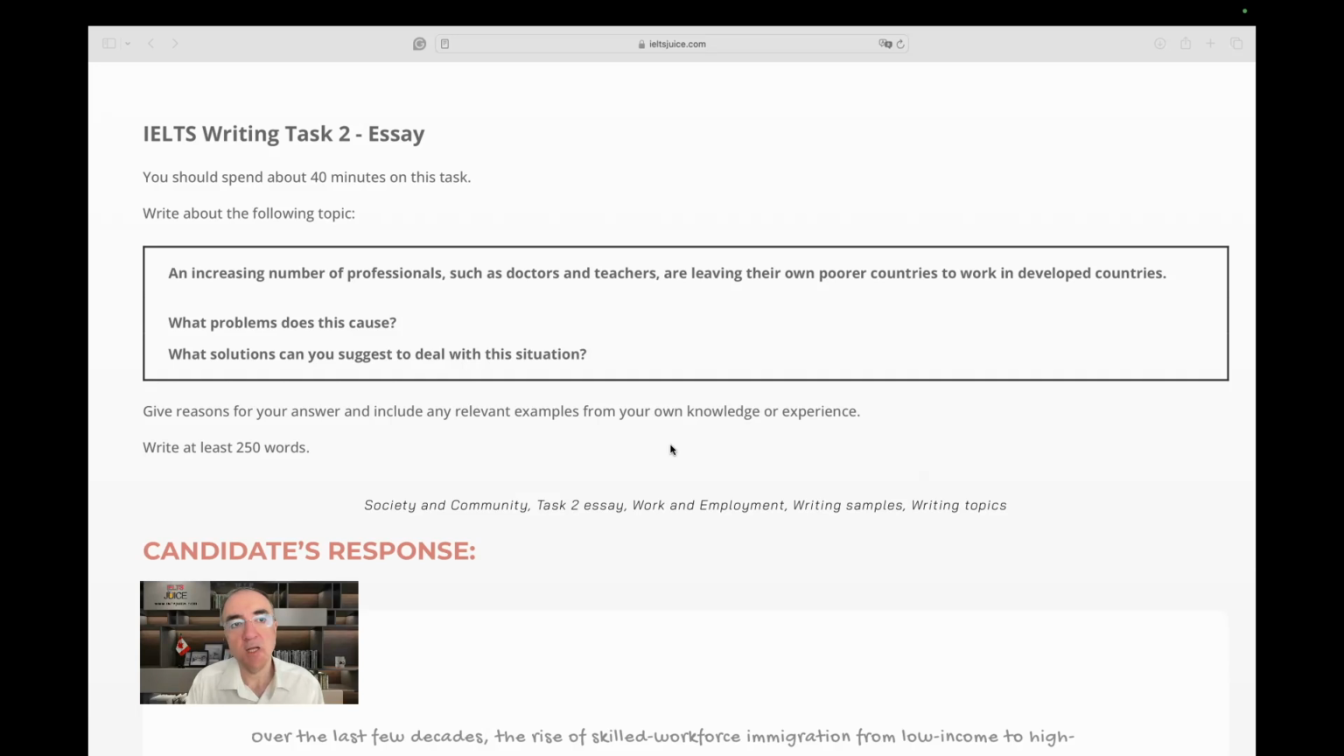So, what I understand from this rubric is that the focus is not on just people, the focus is on professionals. And if you're really concerned about getting a high, like 8 and 9 score, IELTS gives you 2 samples, doctors and teachers. You need to also have those in your essay. So those are the targeted professionals. Are leaving their own poorer countries, okay? And they immigrate to work in other more developed countries.